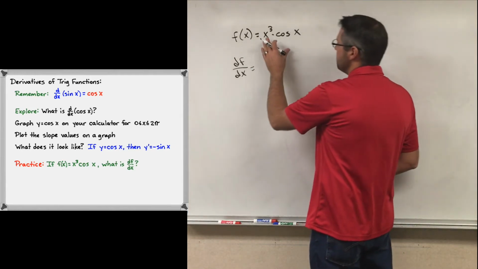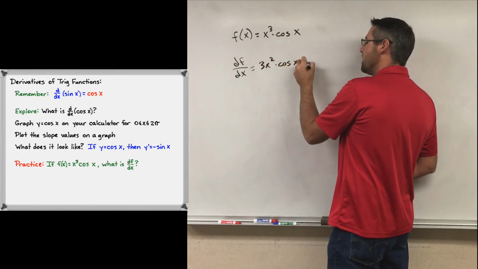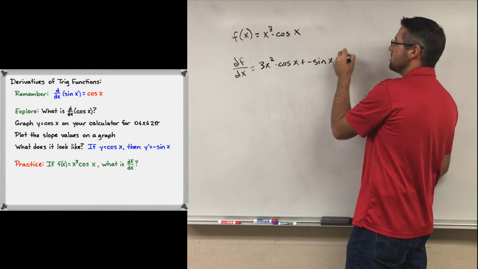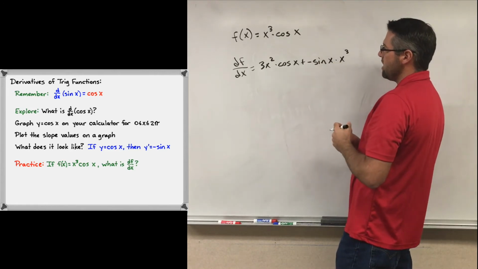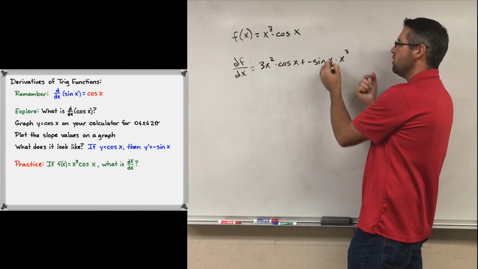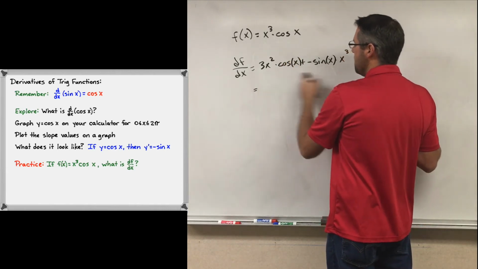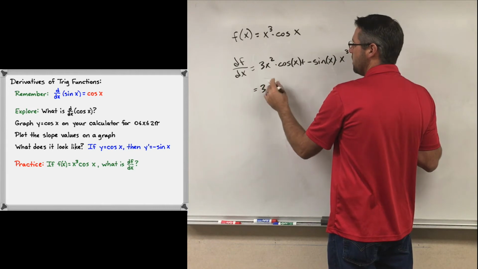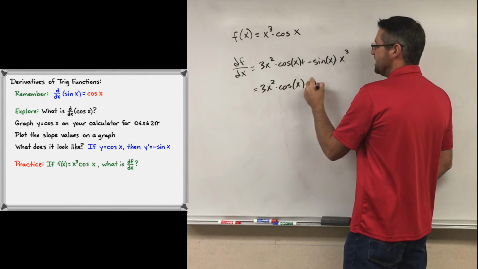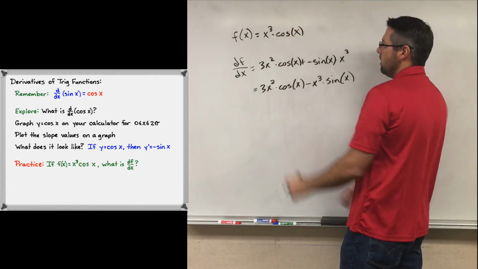Remember, the product rule said the derivative of the first thing, so 3x squared, times the second thing, so times cosine of x, plus the derivative of the second thing, which is negative sine of x, times the first thing, x cubed. Now, what I don't like about the way I wrote this is right here, sine of x times x cubed. Am I multiplying x and x cubed? No, so I should put this in parentheses. Anytime you have an argument of a trig function, it should be in parentheses. But this can be simplified a little bit to say 3x squared times cosine of x minus x cubed times sine of x. So that would be my derivative of that function.